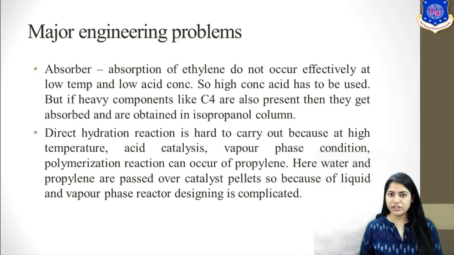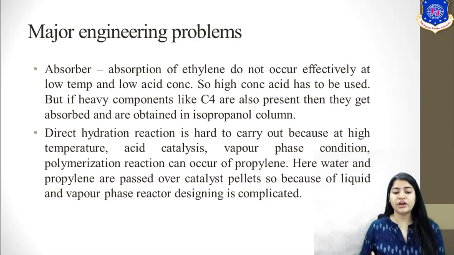Now about major engineering problems. So first of all, in the absorber, what is happening? You are absorbing your ethylene and propylene, right? It has to be absorbed with what? Sulfuric acid. But ethylene, being the light product, is not easily absorbed at low temperature and at low acid concentration. So what we have to do is increase the concentration here. Hence you are using 70% acid, right?